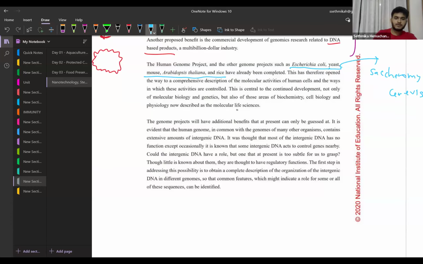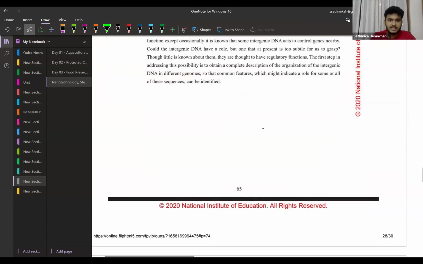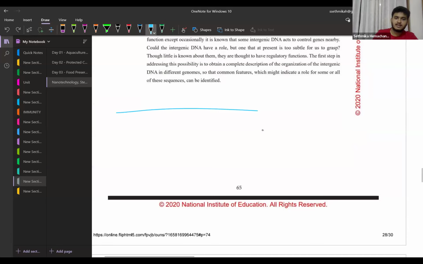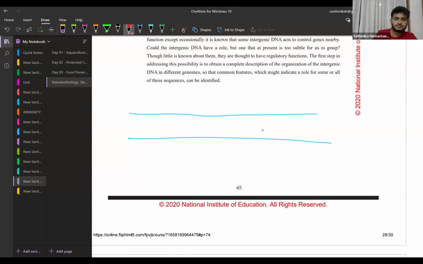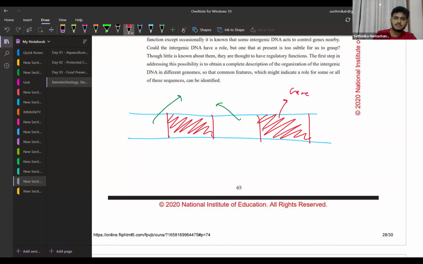Right. Now this part is also important, quite interesting. So when you consider DNA, here is a DNA sequence. And if this is a gene, and if this is another gene, between the genes, what do you have? This is a gene, right? Between the genes, what do you have?